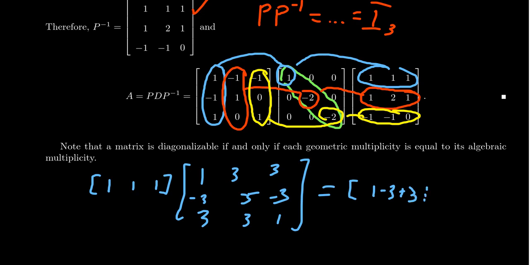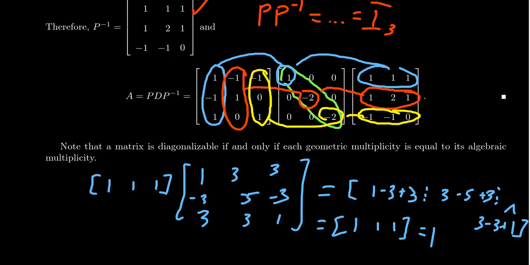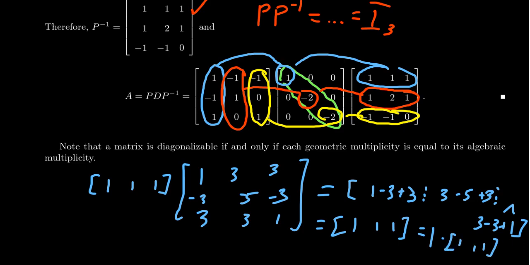If you take the second column, you end up with 3 minus 5 plus 3. And then for the last one, you're going to end up with 3 minus 3 plus 1. If you simplify all those, notice you end up with 1, 1, 1, which is equal to 1 times the vector 1, 1, 1. So this is a left eigenvector right there.